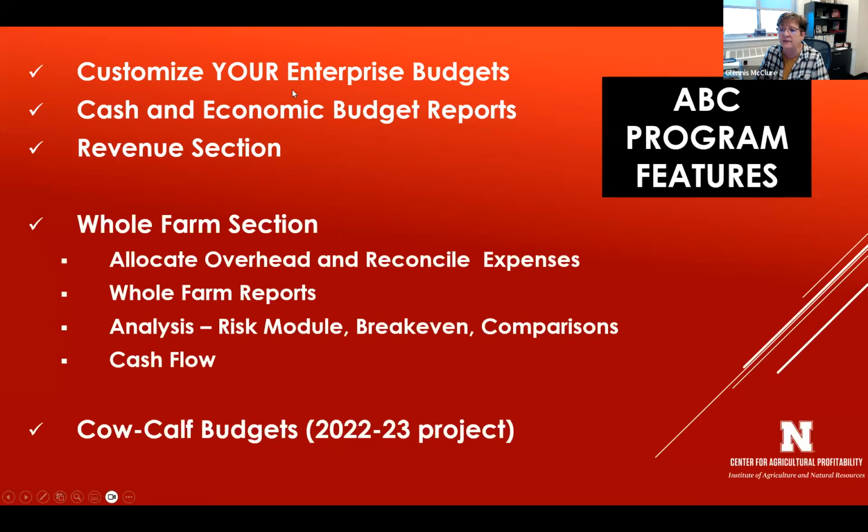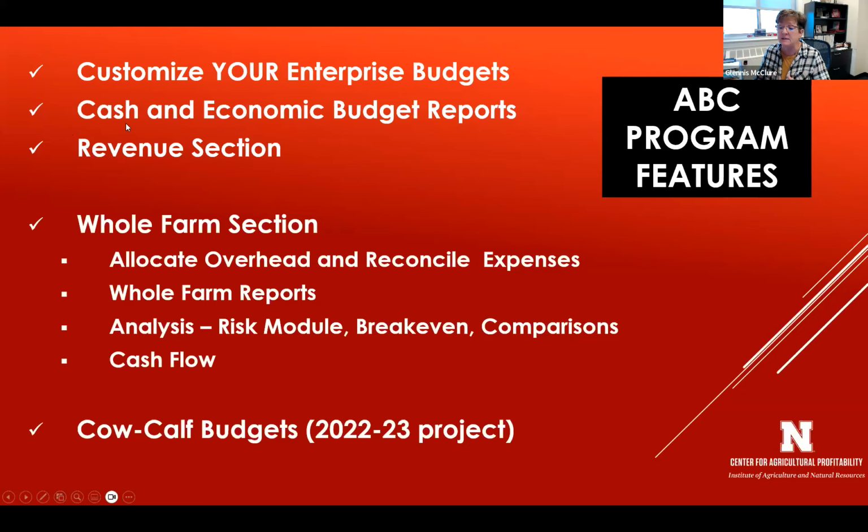We've already talked about that you can customize your budgets. We have our budget set up so you can look at your cash costs versus your economic costs. Economic costs, again, I ask people this a lot in the sessions. Economic costs are your total costs. So in the long run, we want to make sure that we're covering all costs, our economic costs, all right?